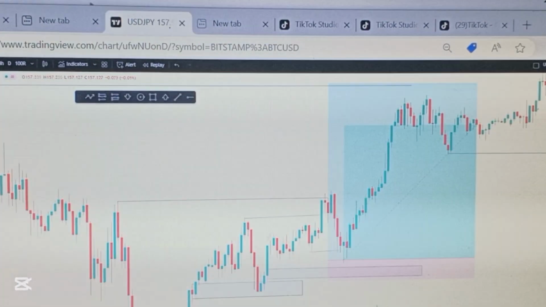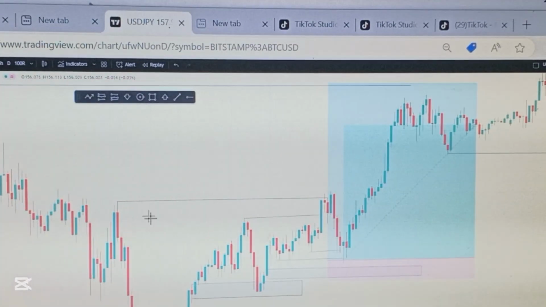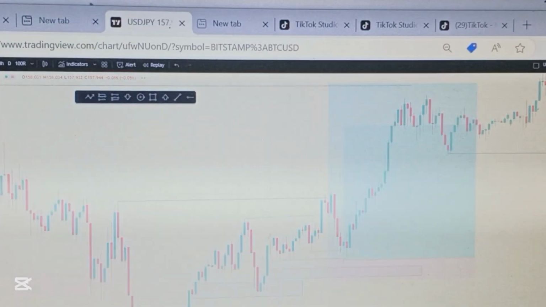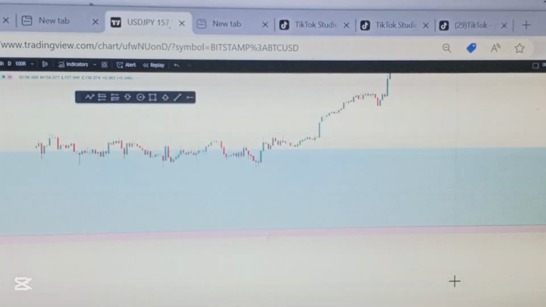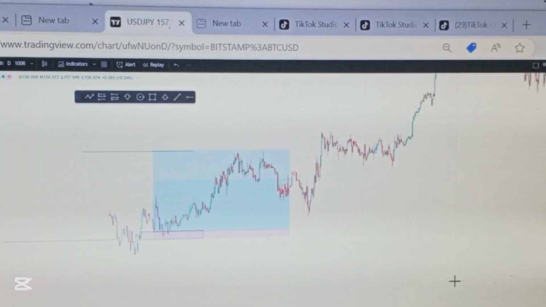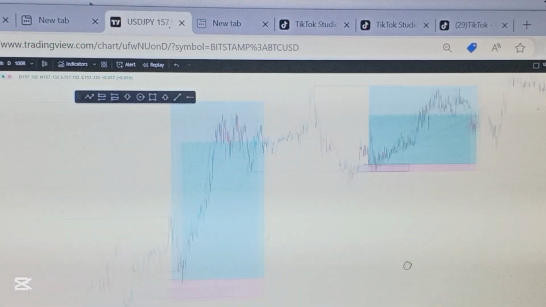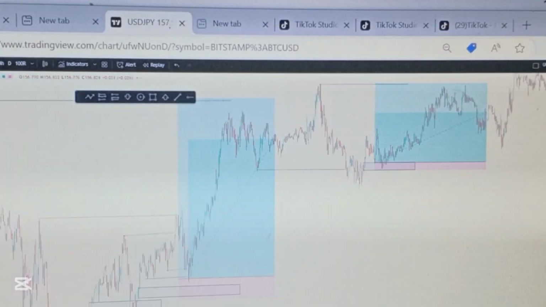So this is literally my liquidity sweep right here. You can see that's my liquidity sweep right there. Let me switch to the 5-minute time frame, because I took most of my trade from the 5-minute chart to make sure I know my risk management.